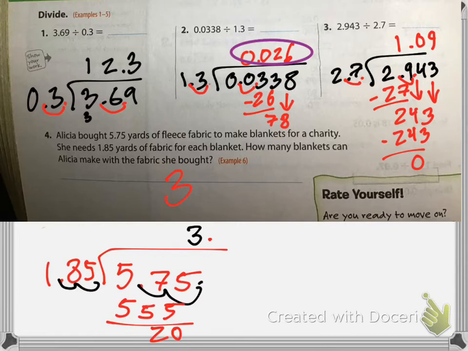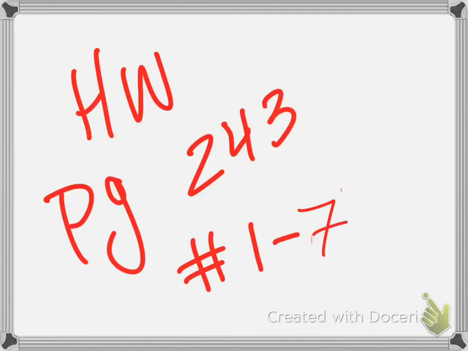Technically, we would get down and it would be 3 point blah, blah, blah, but we can only make whole blankets. So your homework is page 243, numbers 1 through 7.